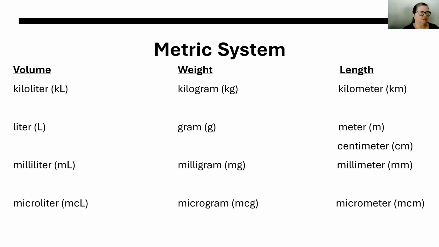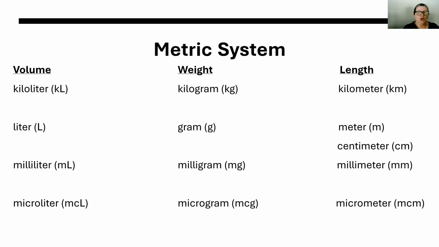So if you notice the very top one, the largest one is kilo. Okay, kilo means 1,000. So basically, when you put kilo in front of anything, it means 1,000 of that thing. So a kilogram is 1,000 grams. A kilometer is 1,000 meters. A kiloliter is 1,000 liters. Okay.